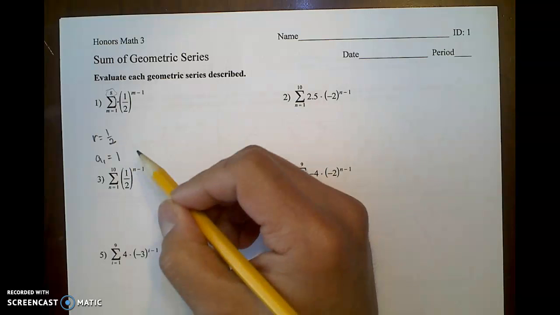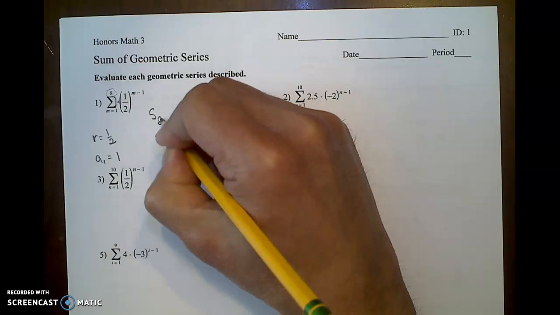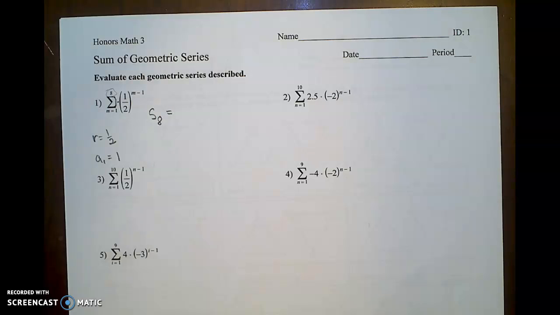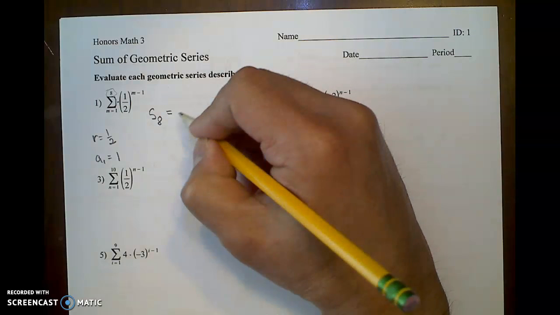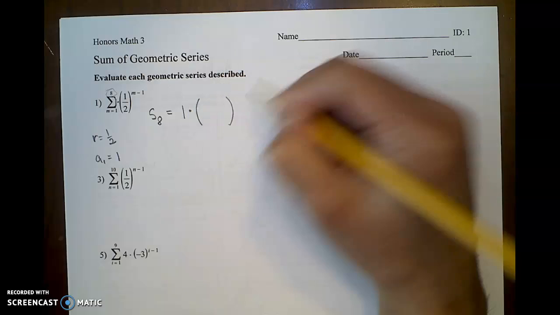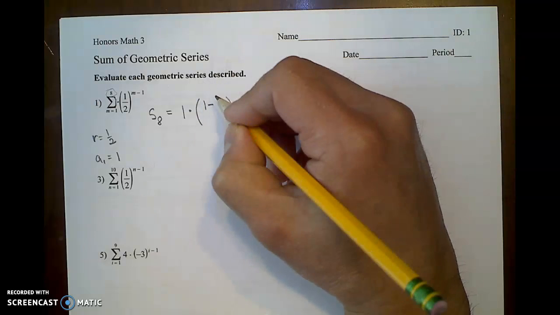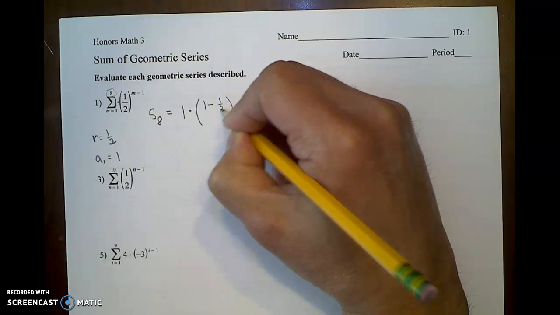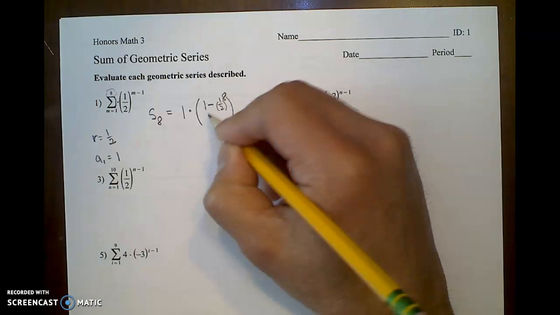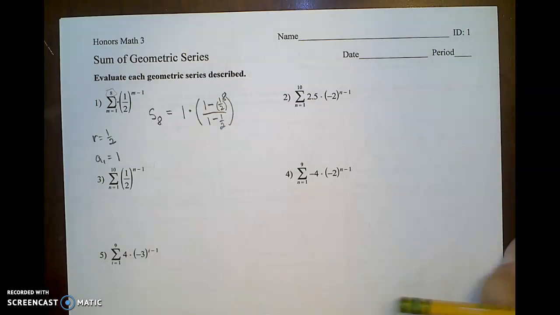That's all we need to be able to find this sum. We want to find the sum of the first 8 terms of the geometric sequence. Plugging it into that formula, we take the first term, which is 1, and multiply it by this ratio, which is made up of 1 minus the common ratio put to the nth power, where n is 8, all over 1 minus the common ratio.